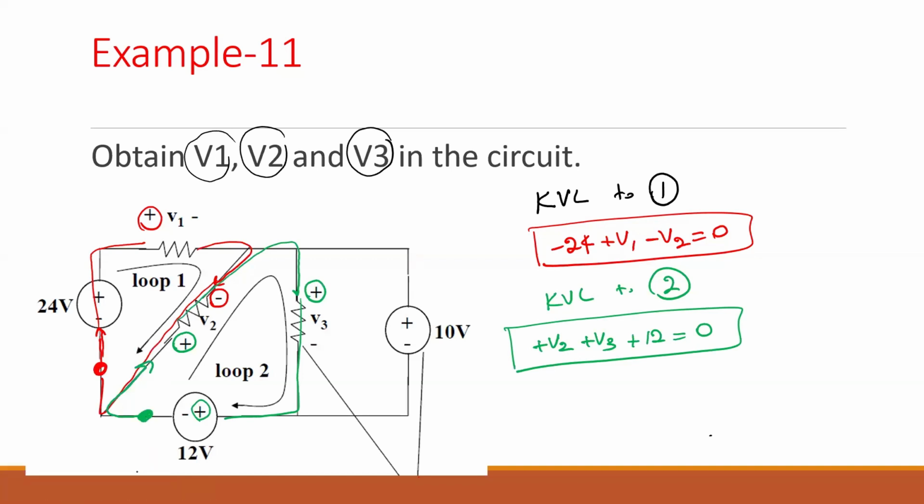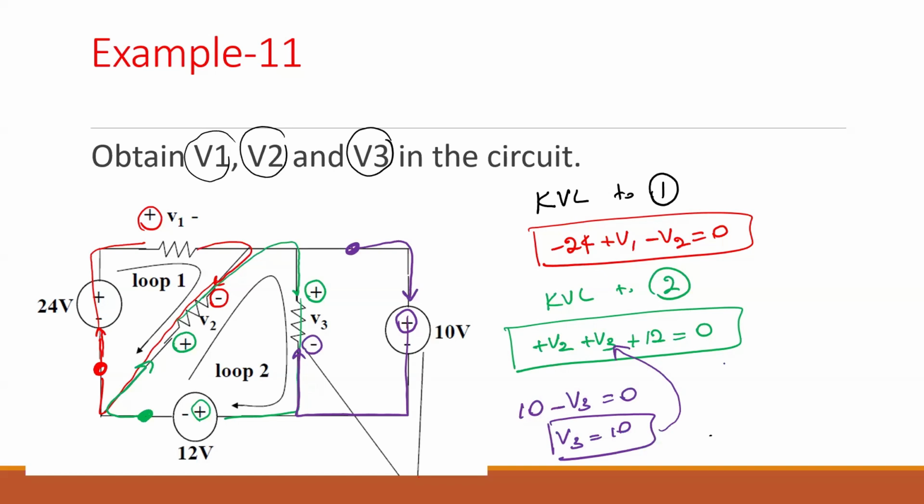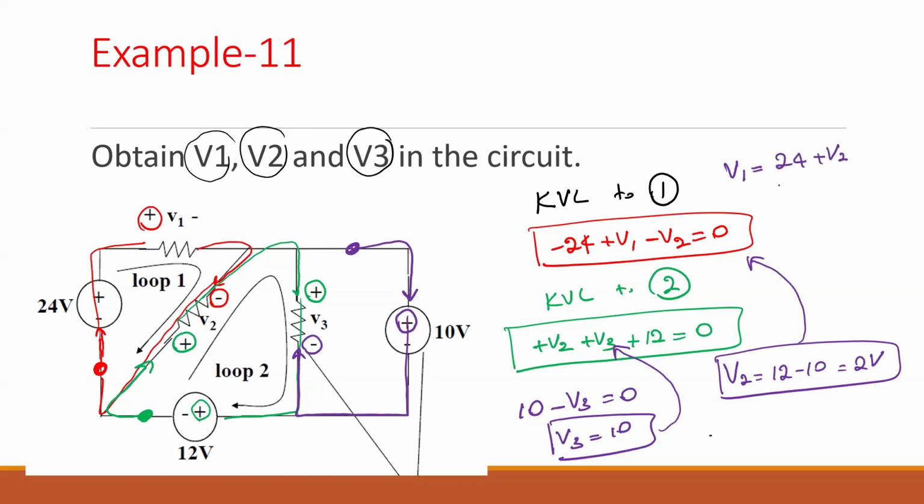Then if you apply the Kirchhoff voltage law for the third loop, I start at this point and go to 10 positive and negative V3 equals 0. So V3 we can find as 10. So you have three equations. You can substitute V3 to this and find V2, which equals 12 minus 10, which is 2 volts. Now you can substitute that one here and find V1, which equals 24 plus V2, which is 26 volts.